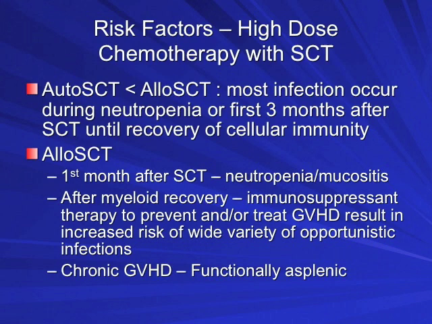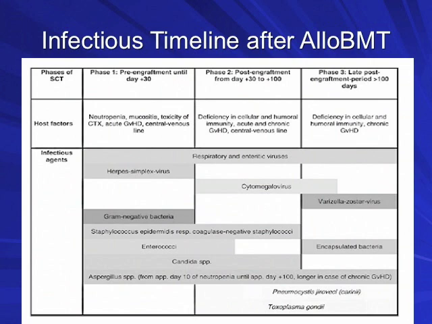The allogeneic stem cell transplant patients, on the other hand, are at considerably higher risk of infection. And you break it down by the timeline based on day of transplant, right? So pre-engraftment, up to day plus 30, this is where we're predominantly worried about neutropenia and mucositis, toxicity of their chemotherapy, but we also have some early acute graft-versus-host disease here.